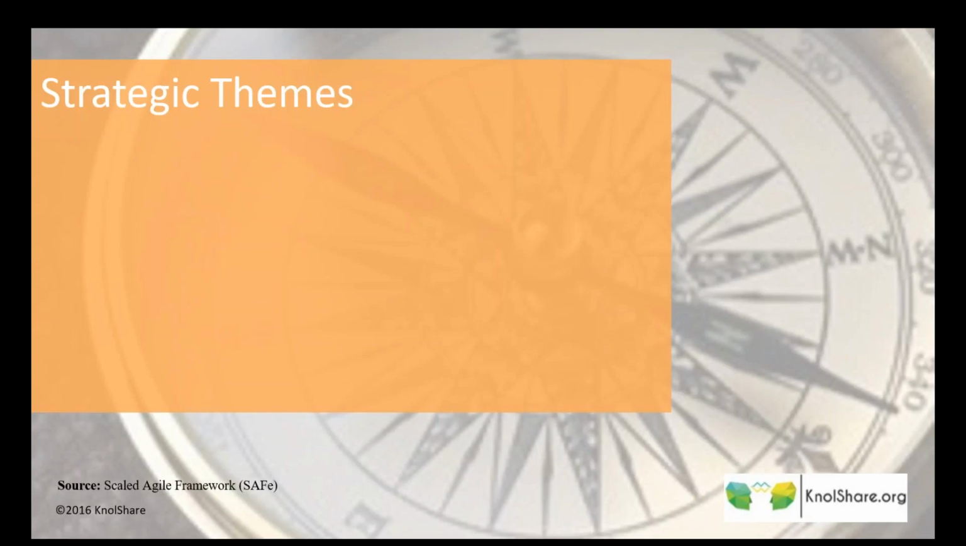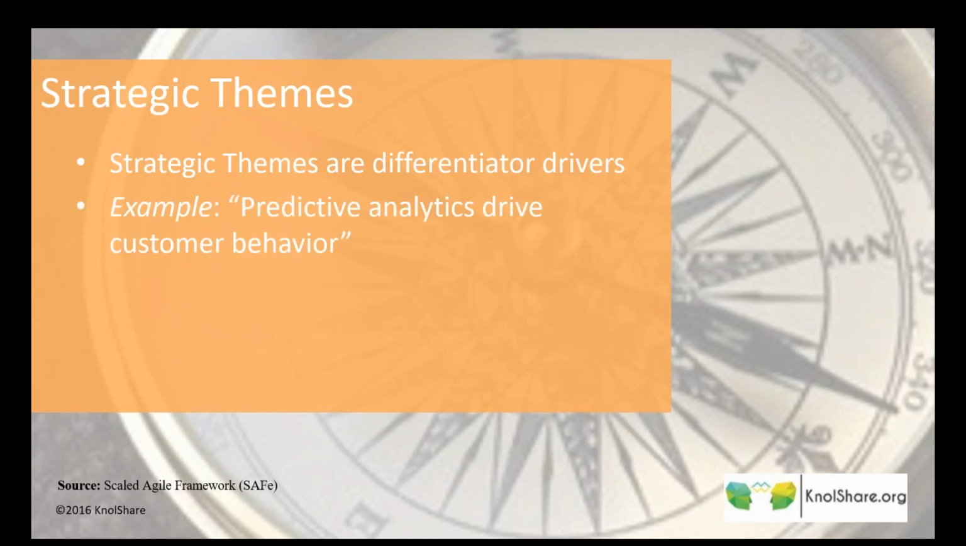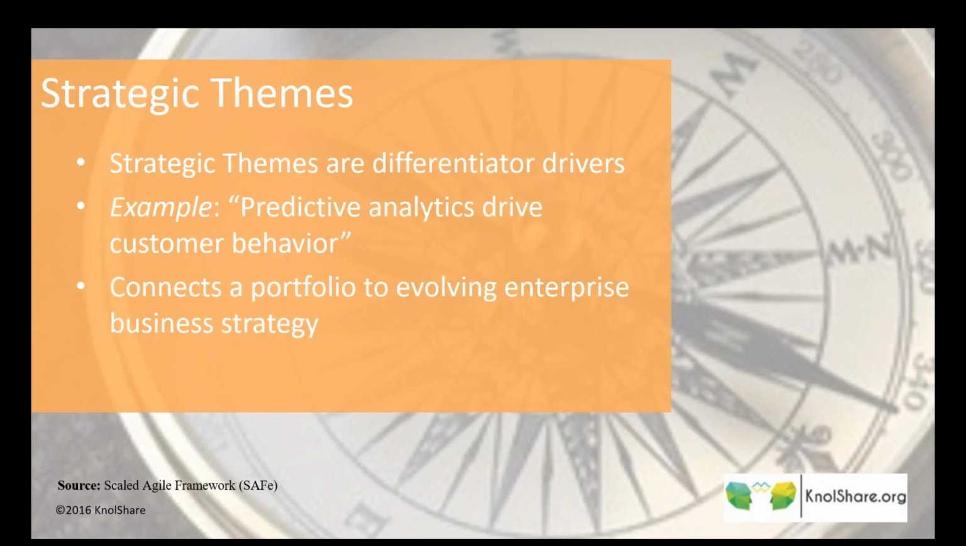Strategic themes are the things that come out of our decisions, where we have participation by managers, executives, and team members who are helping us make better decisions about what we have just funded. When we think of strategic themes, they're like the great differentiator in the market. An example of that is the big talk now about big data and business analytics. Using predictive analytics to drive customer behavior, you could think of that as one strategic theme. And that helps us connect a portfolio with this evolving enterprise business strategy that we're involved with.